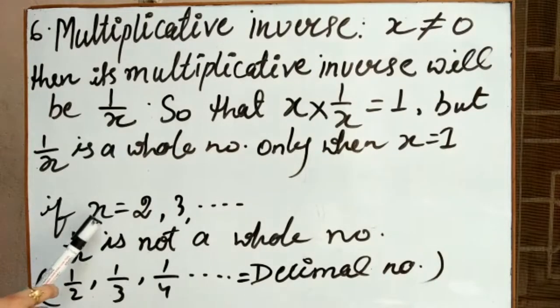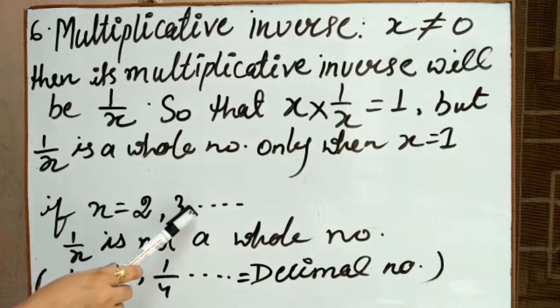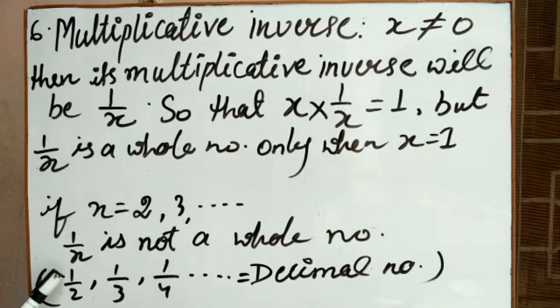Like if x is equal to 2, 3, 4, then 1 upon x is equal to 1 upon 2, 1 upon 3, 1 upon 4. Solving, we will get the answer in decimal numbers. Understood? And we know that a decimal number is not a whole number. That's why multiplicative inverse exists only for 1. Understood?